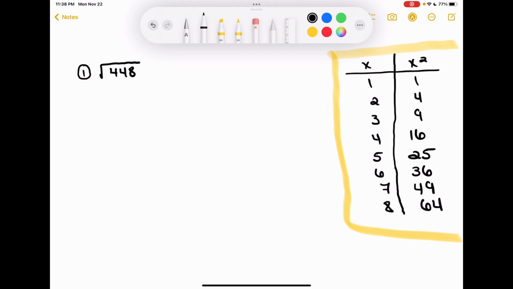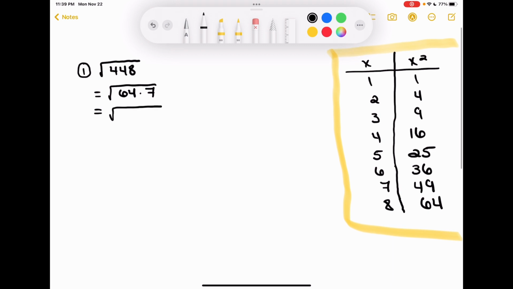So first of all, let's use our table here. In order to simplify this, we want to select the largest perfect square that can divide 448. In this case, that's going to be 64. So if we divide 448 by 64, we're going to be left with 7. And now, how can we rewrite 64? Well, 64 is actually a perfect square. It's equal to 8 squared, just from our table there. So we get 8 squared times 7.